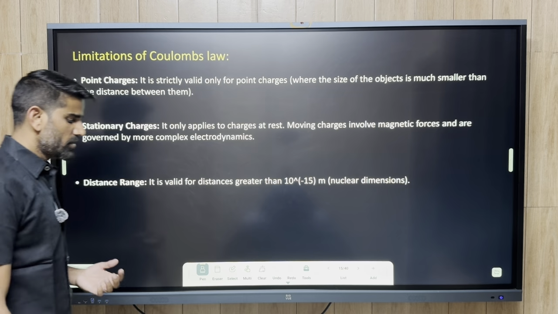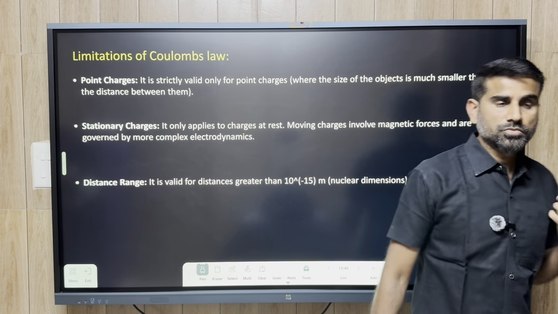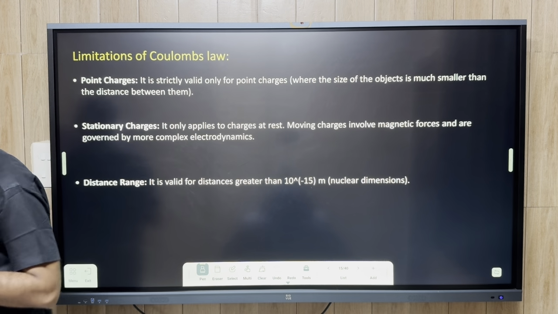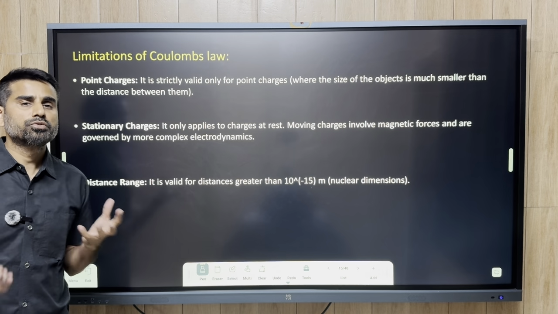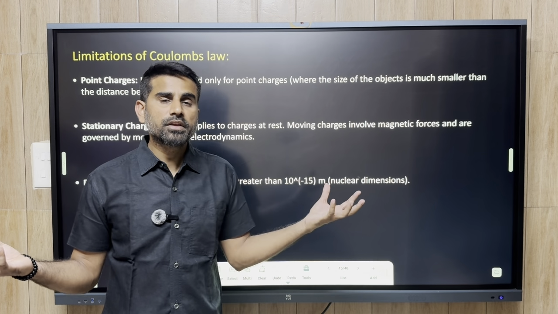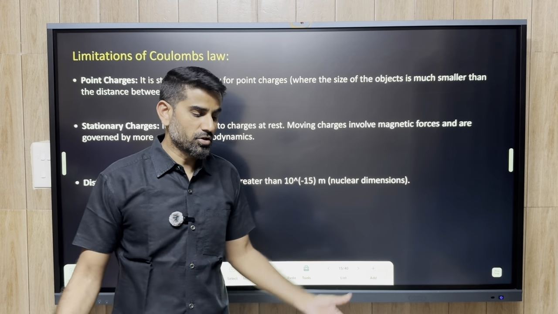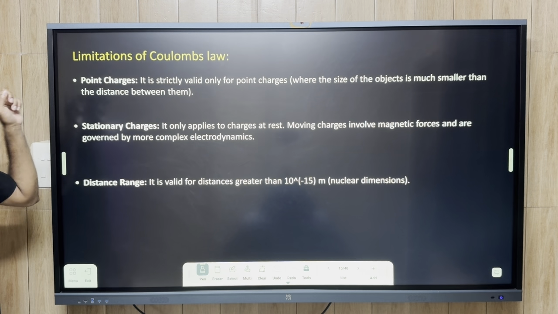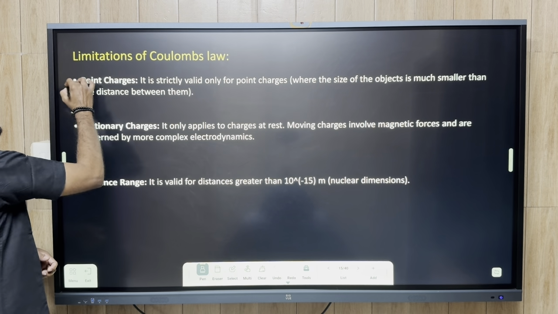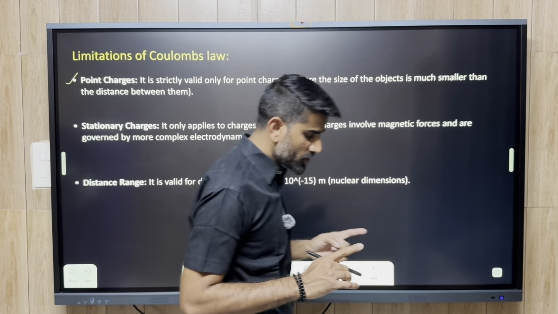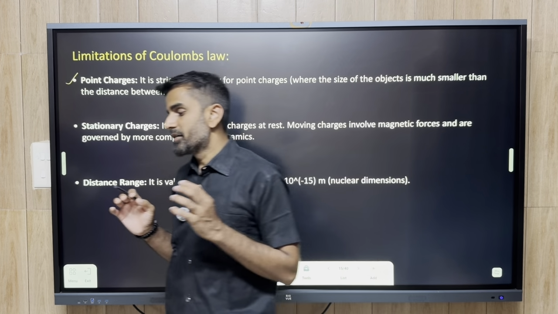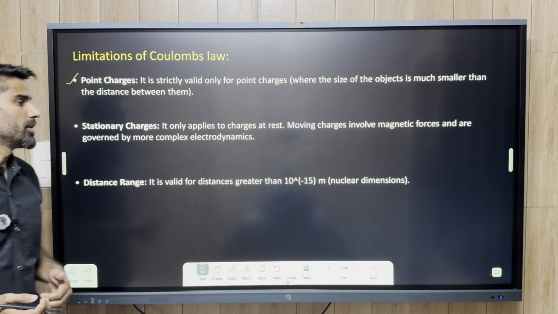Now coming to limitations of Coulomb's law, like every law, Coulomb's law also has some limitations. The first limitation is that it is applicable only to point charges. Or even if you take larger objects, the separation between them should be large enough to consider the two bodies as point objects. The second one is stationary charges. For Coulomb's law to be used, the charges should be at rest. Otherwise, Coulomb's law will not be applicable.